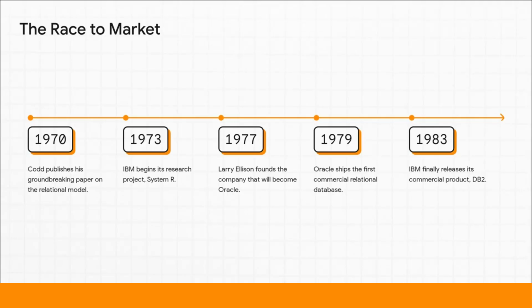10 years. Let that sink in for a second. That's how long it took from when IBM started their research project until they actually sold a commercial product. A full decade. And you can see how it all played out right here. That decade-long delay created this massive window of opportunity. While IBM was carefully researching, Larry Ellison was building and selling. In 1979, his company shipped the very first commercial relational database. They beat the inventors of the idea to their own market by 4 years. Oracle grabbed that opportunity and, well, they never let go.